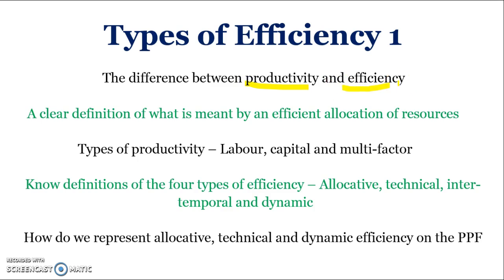really just output per unit of input. So how efficiently or effectively we're using our resources to produce goods and services. So basically how much output we're generating per unit of input.